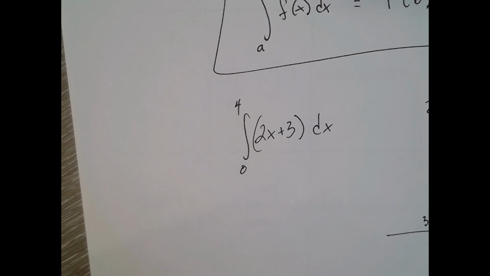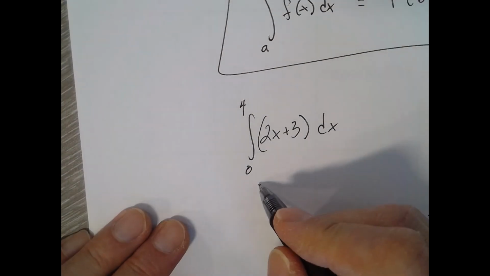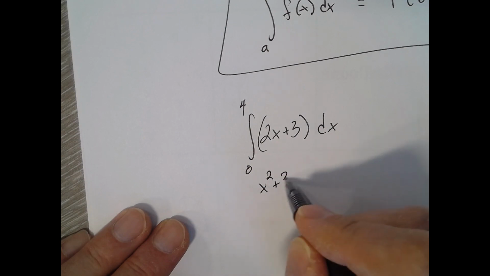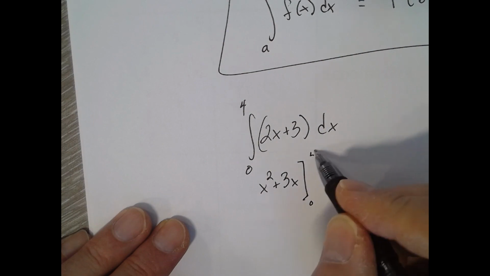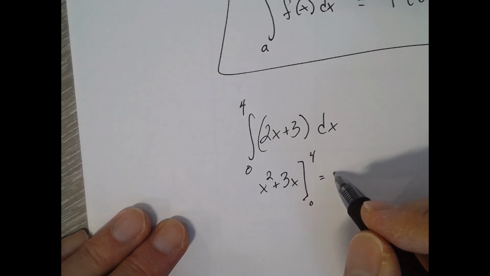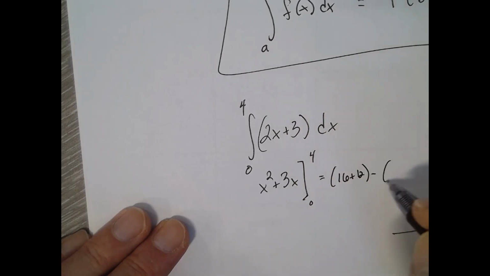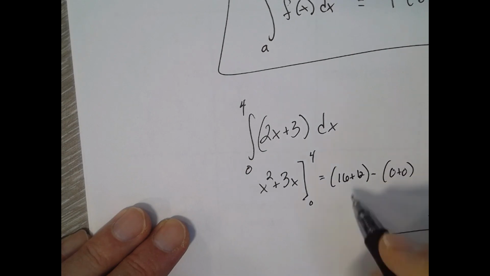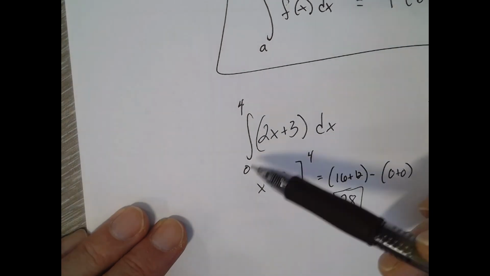All right, so the antiderivative: x squared plus 3x, and we're going from 0 to 4. That gives me 16 plus 12 minus 0 plus 0, which gives me 28 for an answer. What we found is the area under the curve of 2x plus 3 from 0 to 4.